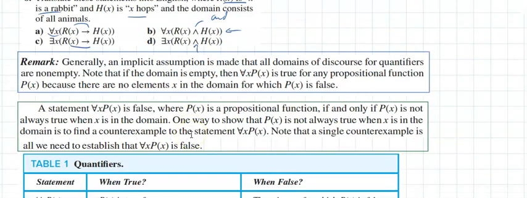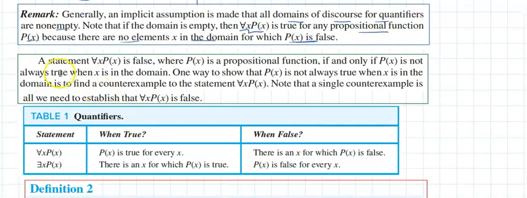Okay, there's a remark which states that generally an implicit assumption is made that all domains of discourse for quantifiers are non-empty. Note that if the domain is empty, then for all x, P of x is true for any propositional function P of x, because there is no element x in the domain for which P of x is false.